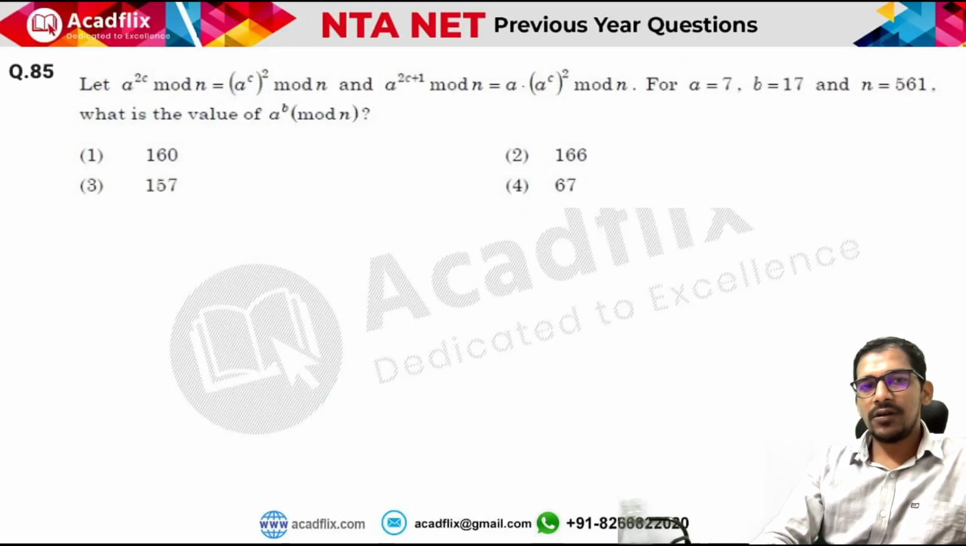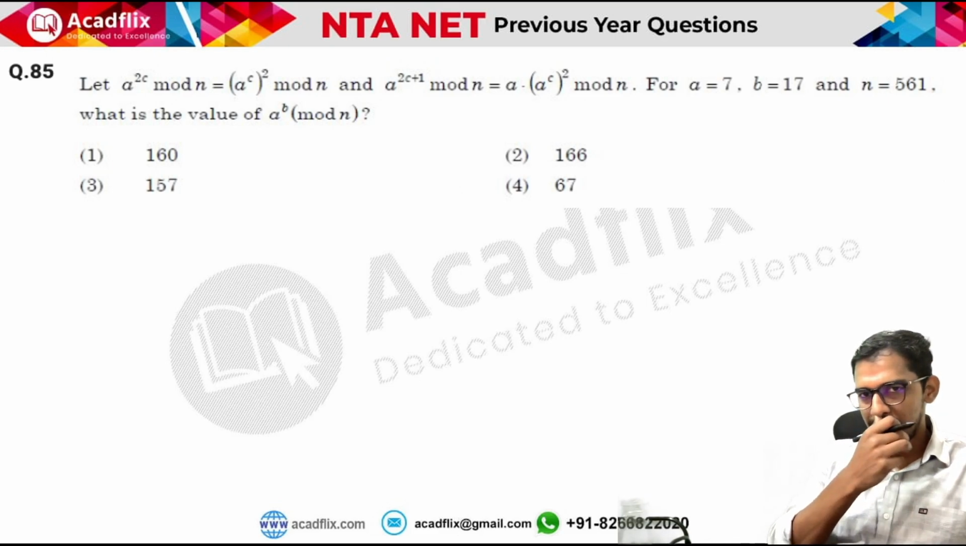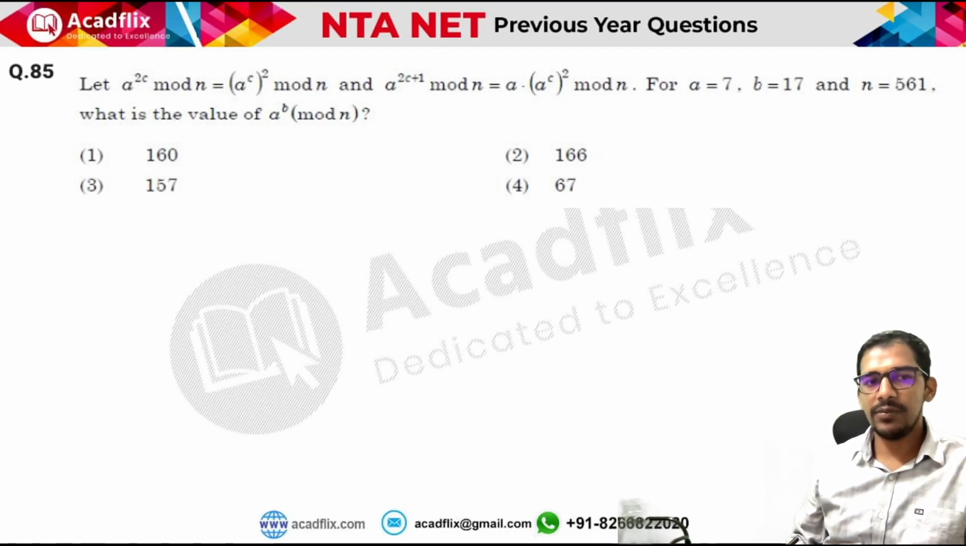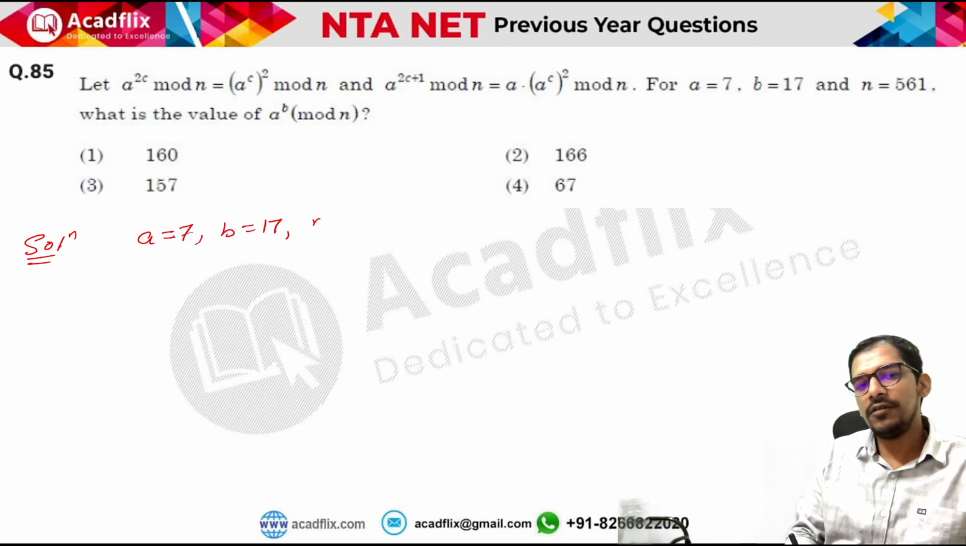Next question is on ways. The first method and the easiest method of solving this question is, if you have lots of time, if 15 to 20 minutes are remaining in your examination and you have solved all the questions, then you can straightforwardly do this question. They are asking that if a is equal to 7 and b is equal to 17 and n is equal to 561, then what will be the value of a to the power b using mod n?